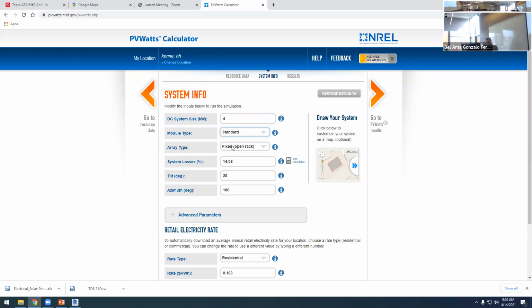Then the array type, we have a fixed open rack. This is what we have. We have a fixed roof mount, or we have a tracking system. We don't have a tracking system. A tracking system means that the panel is moving according to the sun. We have a fixed, and it's open rack. It's not roof mount. Okay, so it's open rack.